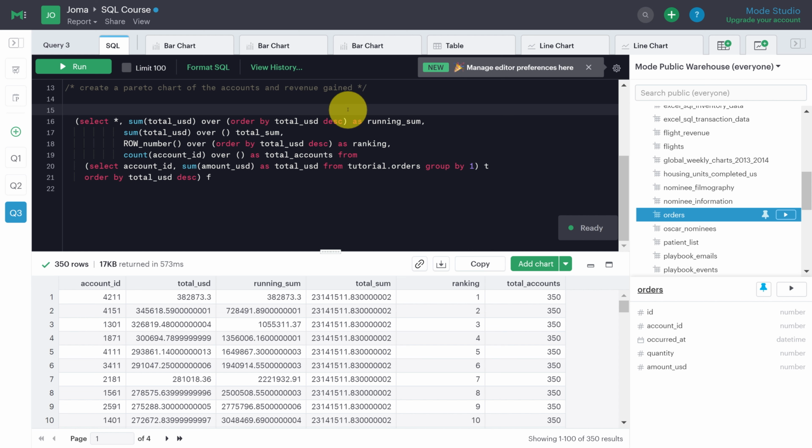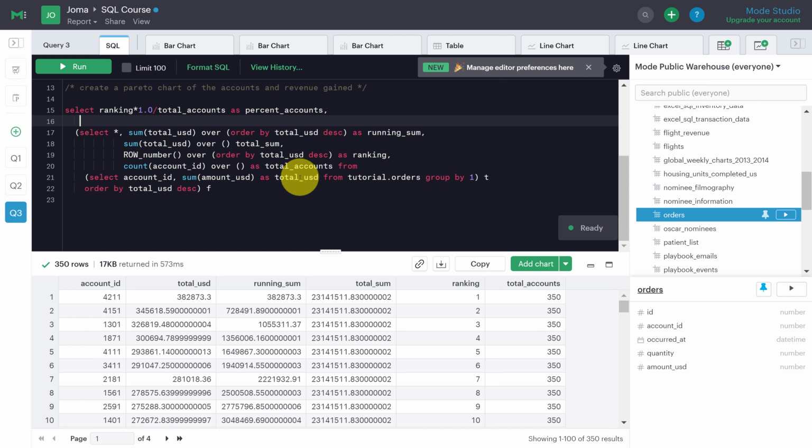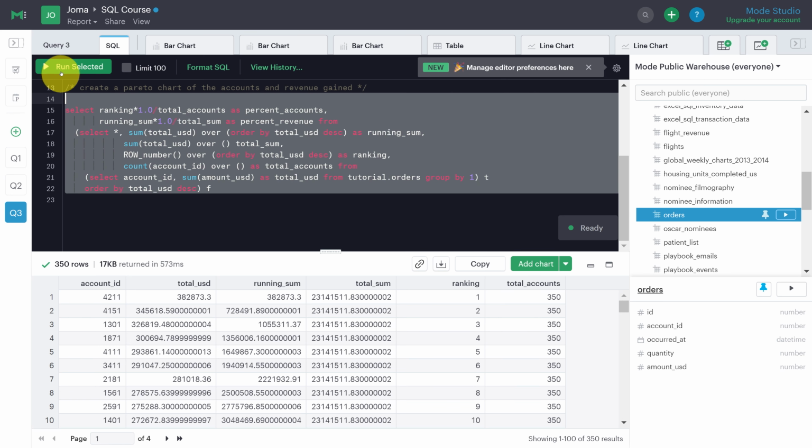Okay, so let's do the ranking first. Select ranking. I'm going to multiply that by 1.0 because we want float numbers, and then divide by total accounts, right? So we're dividing ranking by total accounts as percent accounts. And then the other column I want is the running sum, same thing, times 1.0 divided by total sum as percent revenue from this table.